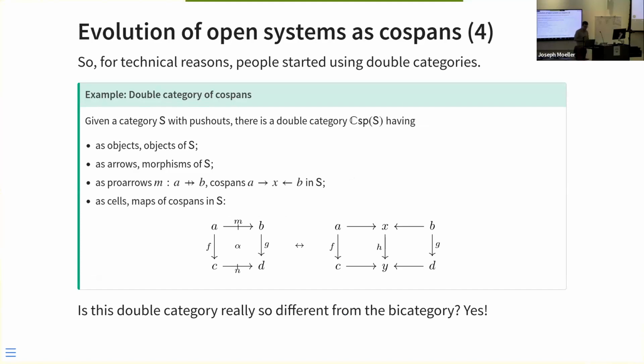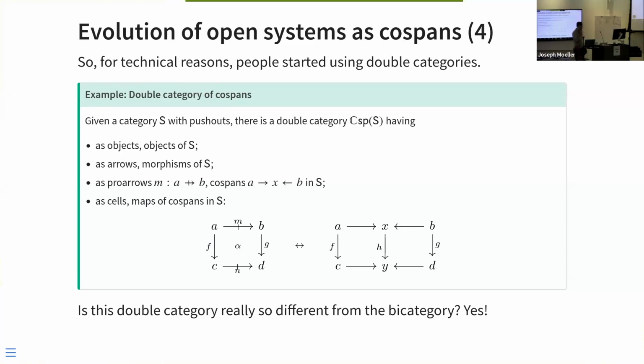basically as a kind of technical device to work around some of these challenges of working with monoidal bicategories. And so again, the prototype example for our purposes is the double category of cospans in a category with pushouts. Okay, so the objects and the arrows, or the vertical arrows if you prefer, are the objects and the morphisms of S. And as pro arrows or horizontal arrows, we have cospans in S.